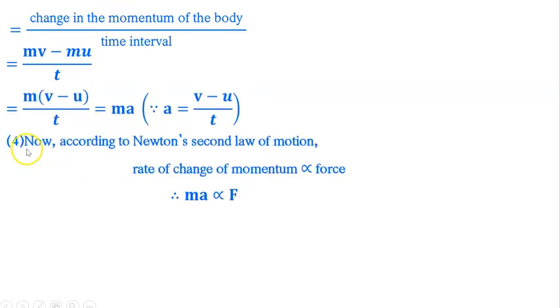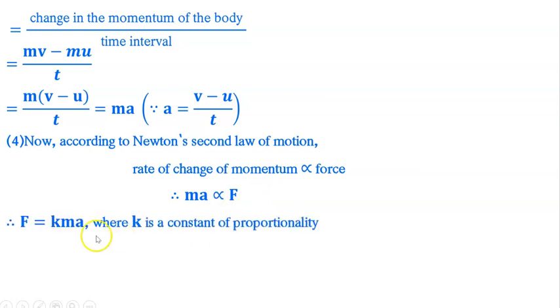ma, that is a. According to Newton's second law of motion, rate of change of momentum is directly proportional to force, and hence this is a rate of change of momentum. It is directly proportional to force, means F. Now next, m a is directly proportional to F, therefore we take K as a constant of proportionality, therefore we get here F is equal to K into m into a. Here K is a constant of proportionality.